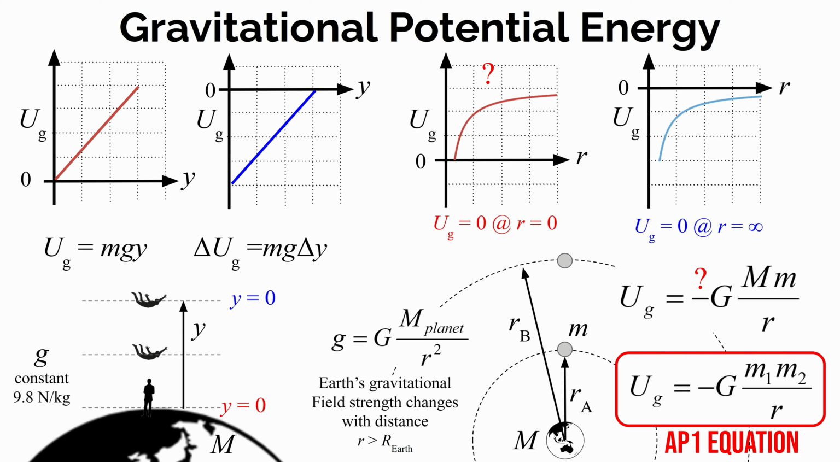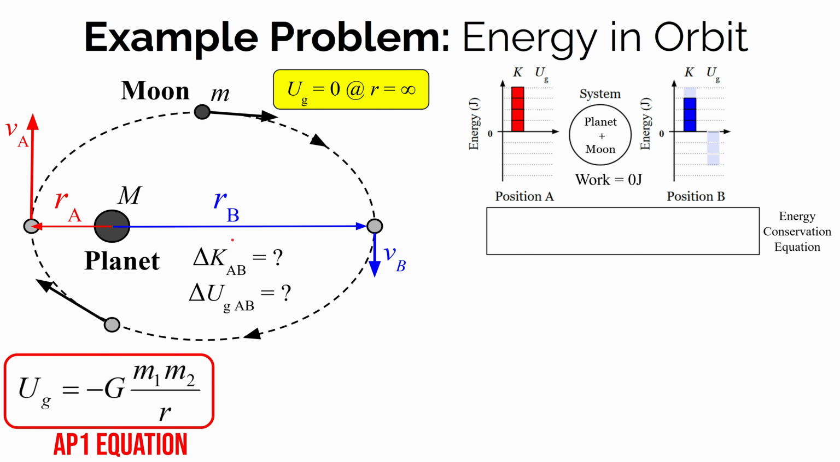I know this is definitely different in the way that we think about gravitational potential energy, but it's helpful when we talk about orbiting object systems and finding something like the escape velocity, which we'll do at the end of this video. So let's just think about how this applies to an elliptical orbit of a moon around a planet.